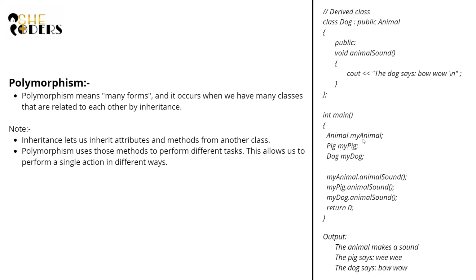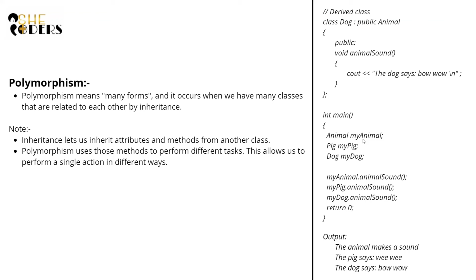So the next thing is polymorphism. Polymorphism means many forms, and it occurs when we have many classes that are related to each other by inheritance. So the concept of polymorphism arises only where we have inheritance. Earlier I also told you about function overloading and overriding, and I told you overriding is in case of classes, about which we will be learning. So here it is the same thing.